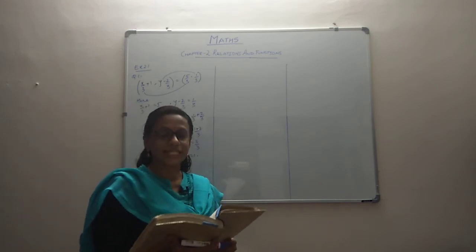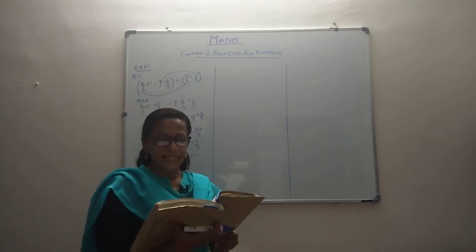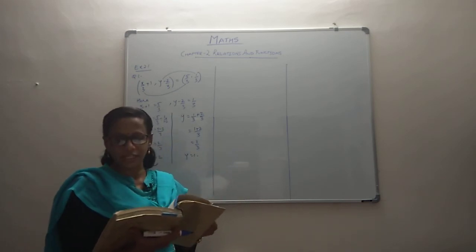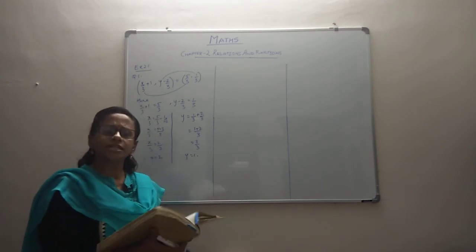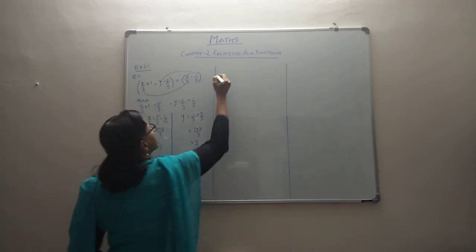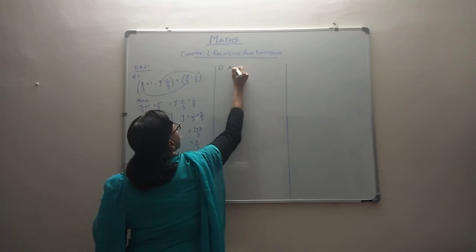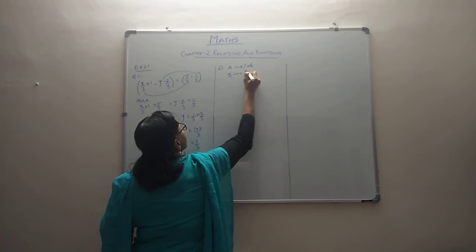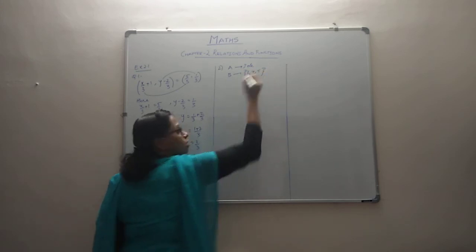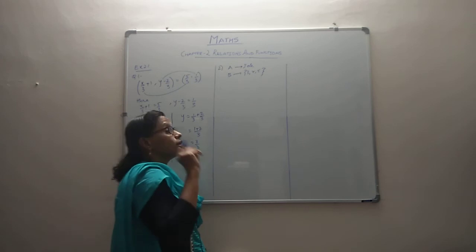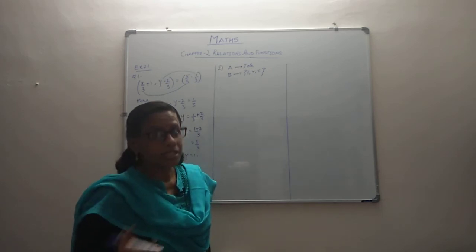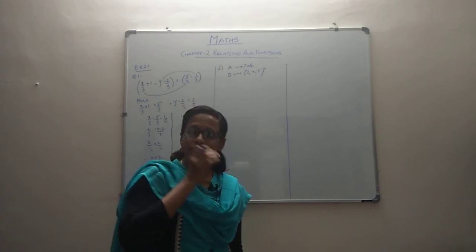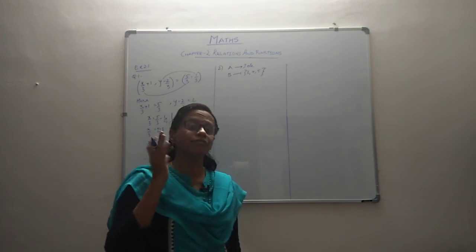Now we are moving to question number 2. Question number 2 says that if set A has 3 elements and set B has the elements 3, 4 and 5, find the number of elements in A cross B. Again, quite simple. They say that set A has 3 elements, and set B has the elements 3, 4, 5. That means it has 3 elements. So find the number of elements in A cross B. Always, the number of elements in the Cartesian product is the product of the number of elements of both the sets.